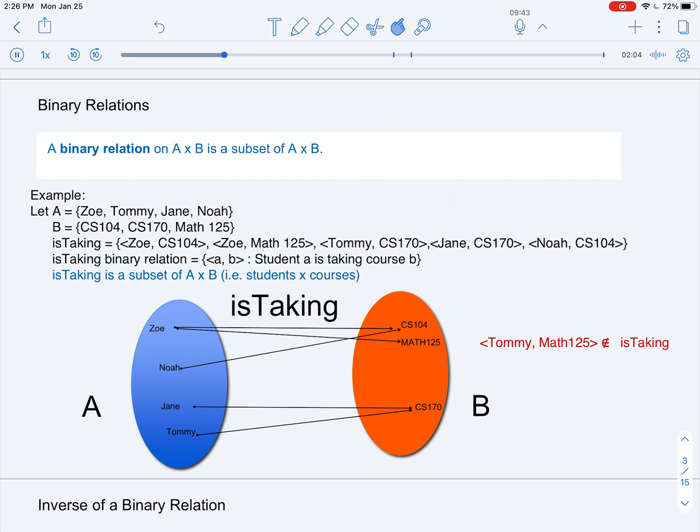Therefore, we can find an ordered pair that's not in the binary relation. So we note that Tommy's taking 170, but Tommy is not taking Math 125. So the ordered pair Tommy, Math 125, is not in the is taking binary relation.